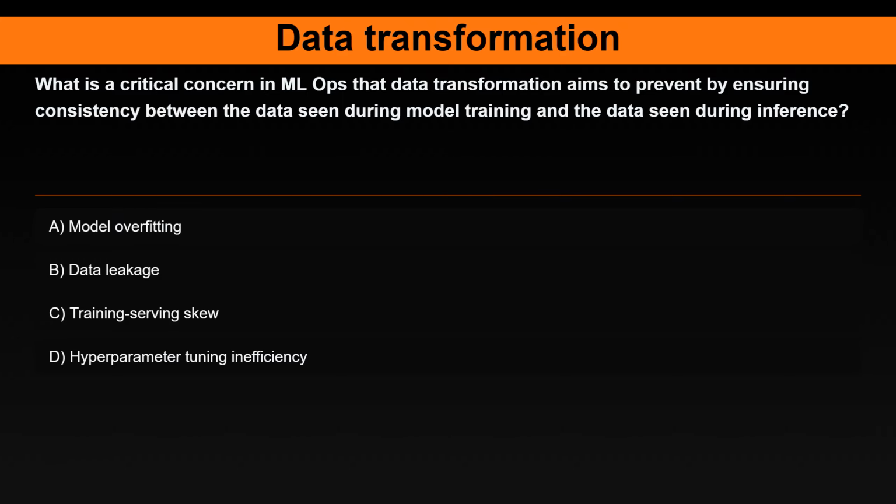Question 19. What is a critical concern in MLOps that data transformation aims to prevent by ensuring consistency between the data seen during model training and the data seen during inference? Option A, model overfitting. Option B, data leakage. Option C, training-serving skew. Option D, hyperparameter tuning inefficiency.